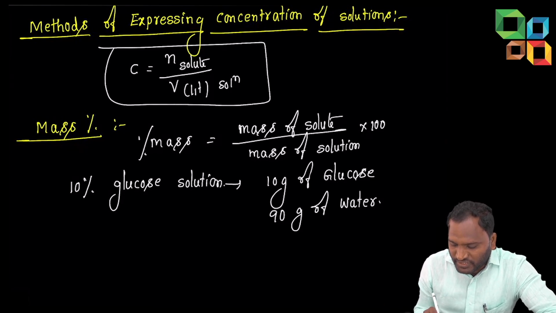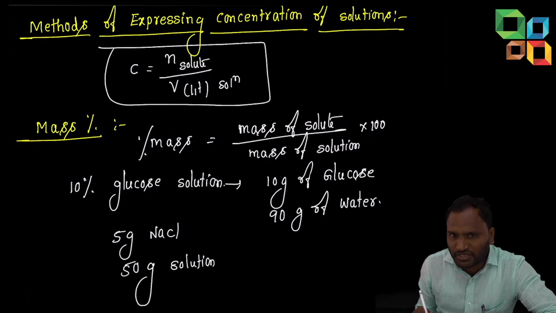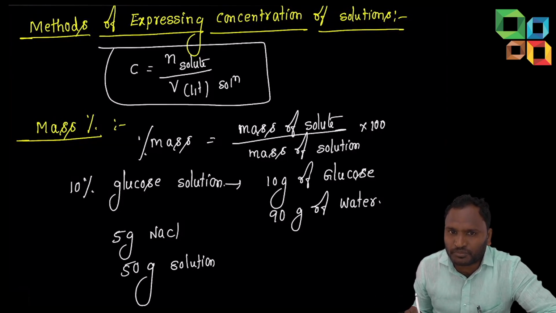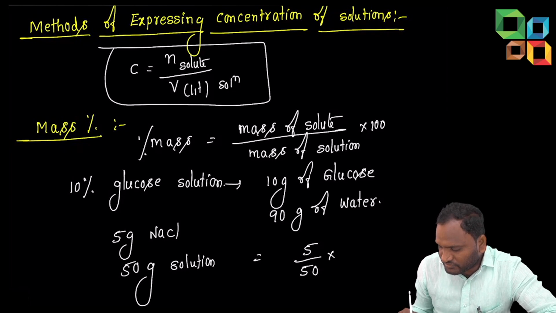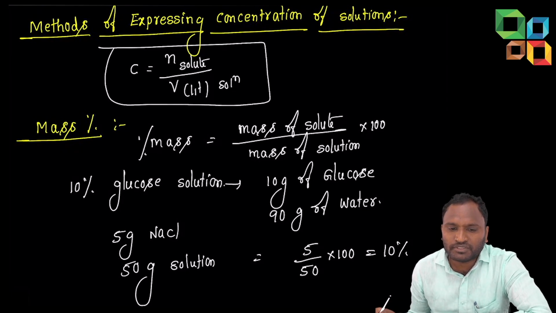5 gram of NaCl present in 50 gram of solution. They only mentioned solution. The mass of solution they give directly. Tripti correct. That time you can substitute directly. So observe carefully. For that purpose only I gave it. It comes to be 10%.